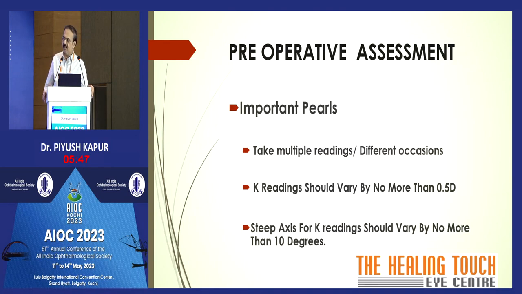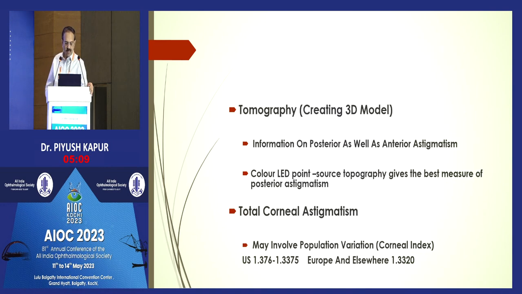The main important pearl is that either we take multiple readings on different occasions or we use different instruments. Depending upon the availability of what we have with us, we can take multiple readings on different instruments and average them, or if we have limited resources, we can take readings on different occasions and be more sure of what we are dealing with. The K readings generally should not vary by more than about 0.5 diopters. And when we consider the axes, the variation should not be more than about 10 degrees. If we are beyond that, then there is something to be dealt with.